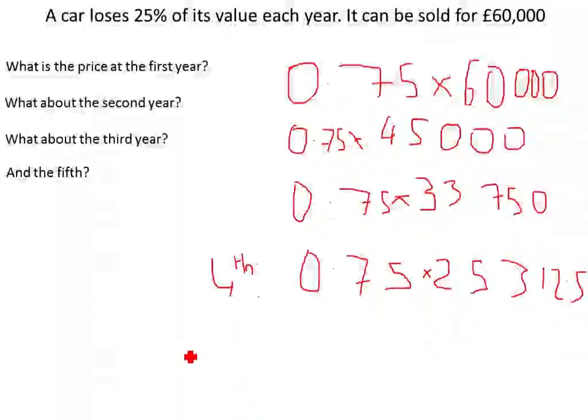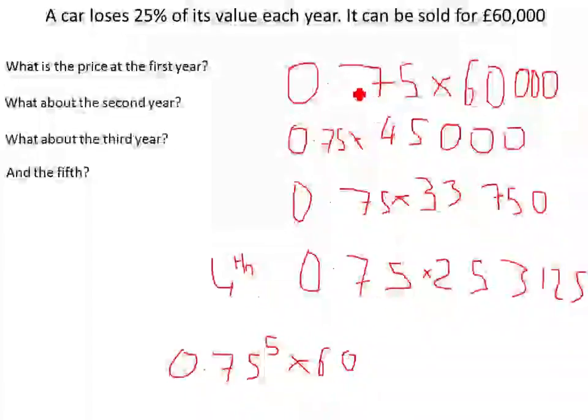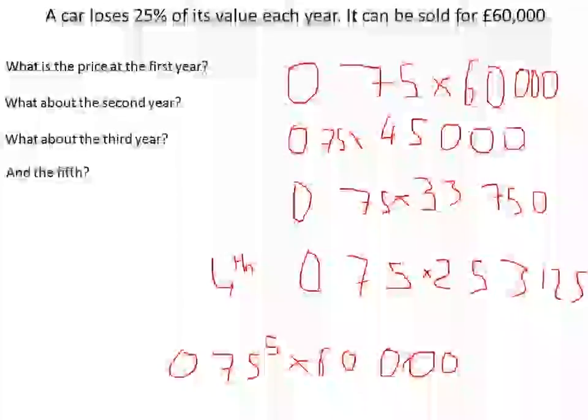And soon, you'll see a pattern that if we have loads of 0.75s, we could just put it to the power. So, the fifth year, and we'll notice that the power will always be the same as the year amount for this case. So for the fifth year, it'd be 0.75 to the power of 5 times the initial value. And that's how far down this ladder we have to get to the fifth year. Because imagine if the question asks you after the 800th year.